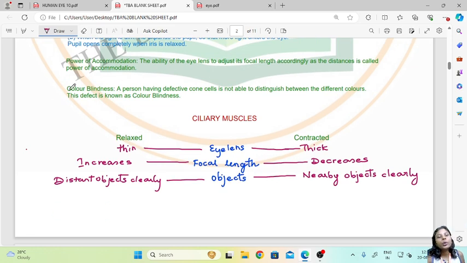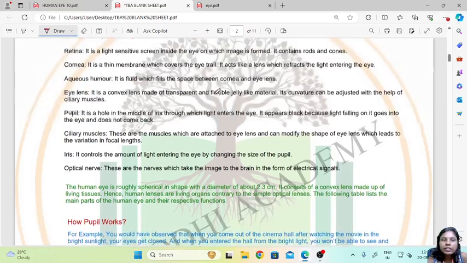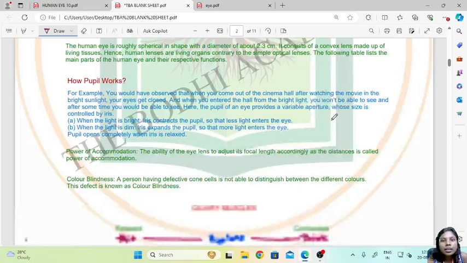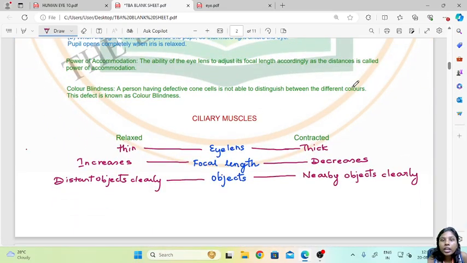Now we have another phenomenon known as color blindness. What happens in color blindness is that people are not able to differentiate between all the colors. Some colors they are able to differentiate, but some colors they are not able to differentiate. So a person having defective cone cells is not able to distinguish between the different colors, and this defect is known as color blindness. The cone cells, as we have discussed, are present in the retina, and these cone cells are mostly responsible for differentiating color vision.